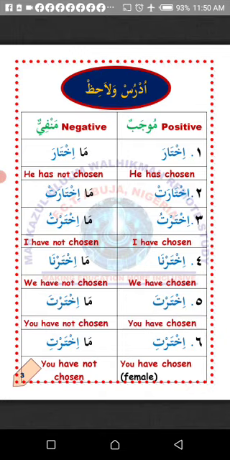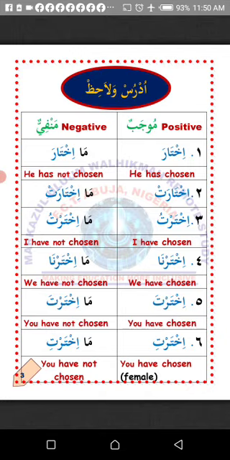For instance, wahid, number 1. Ikhtara, he has chosen. Makhtara, he has not chosen. Ithnan, number 2. Ikhtarat, she has chosen. Makhtarat, she has not chosen. Thalatha, number 3. Ikhtartu, I have chosen.